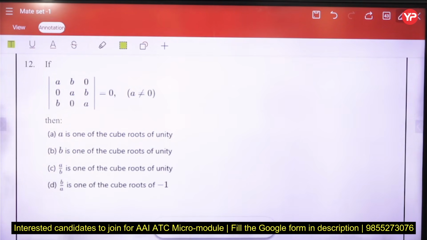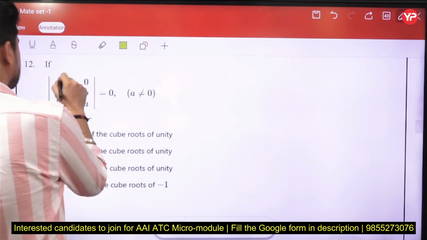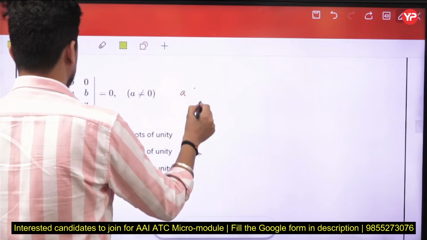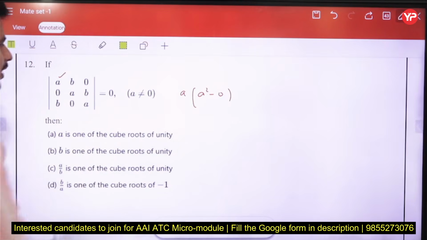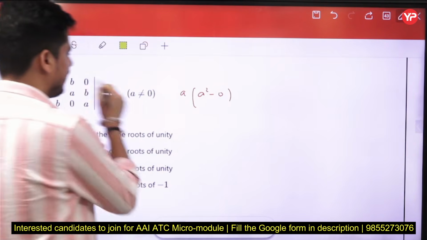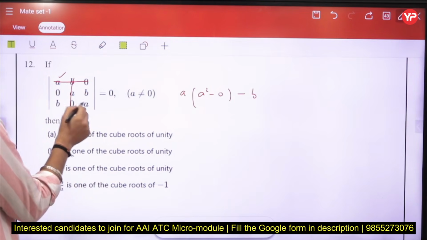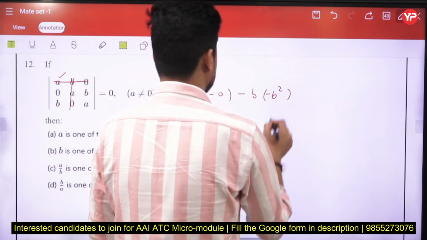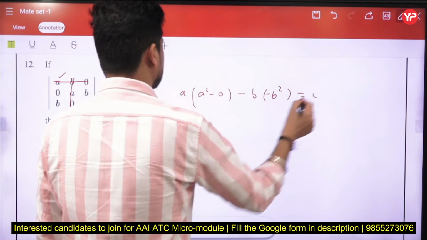If the determinant of this matrix is equal to 0, first we have to calculate the determinant. We are expanding with respect to the first row, that will be A multiplied by A square minus 0 multiplied by 0, that is 0, then minus B, when we cover this row and column, that is B square, minus of B square. And when you expand with C, that is 0. This value should be equal to 0.